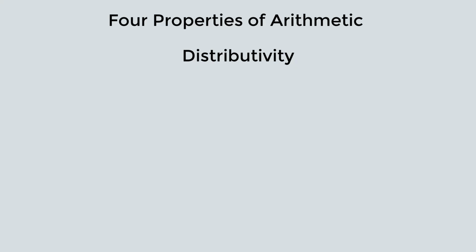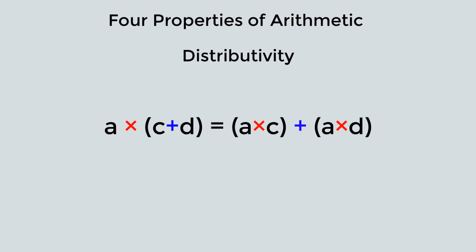The fourth property is called distributivity. Distributivity connects multiplication and addition. It tells us that multiplying a number by a sum is the same as multiplying each part separately and then adding the results. So we have A multiplied by (C plus D) is equal to A times C plus A times D.